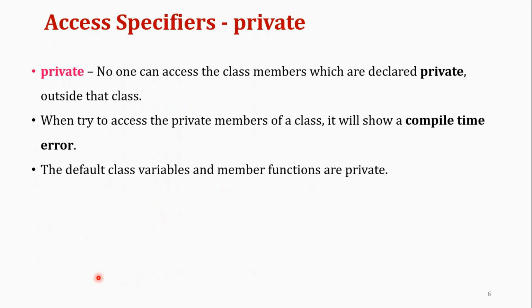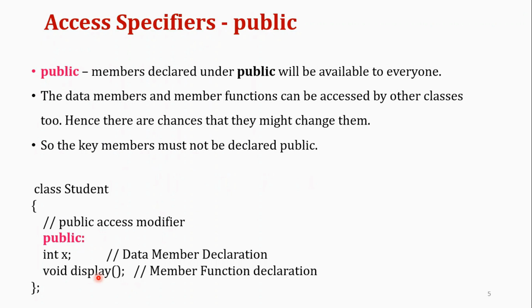Now check out private. Within the class only it is allowed to access. Outside the class, no one is able to access the members of the class. If you try to access it, it will throw an error. By default, if you don't specify any access specifier for a member data or member function in a class, it is taken as private. Here I declared it as public, so if you fail to declare it as public, by default it is taken as private.